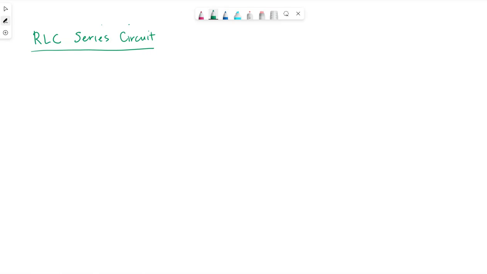So let's look at an RLC series circuit. Now, the order of this RLC, it could be LRC, it could be CRL, any of them. We just mean R is our resistor, L is an inductor, C is a capacitor. So we're essentially saying we have an alternating source attached to a resistor, an inductor, and a capacitor.